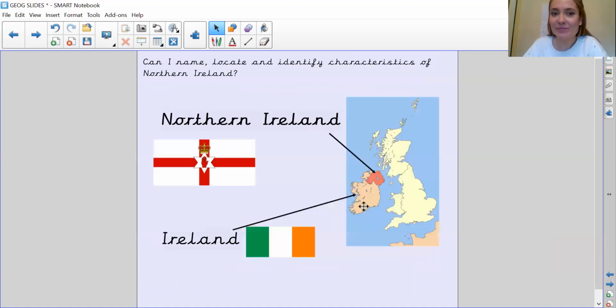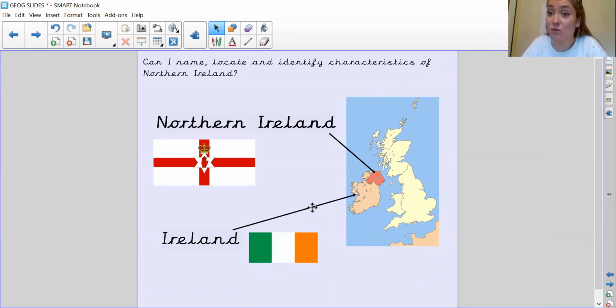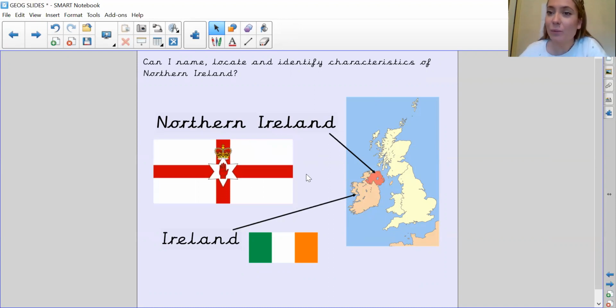Good. Okay, so here we have a flag down at the bottom. This is a flag of the whole of Ireland. But today we are just looking at Northern Ireland because Northern Ireland is a part of the United Kingdom. Now I'm going to zoom in a little bit. Can you tell me what colours you can see in the flag of Northern Ireland? Good, we can see the colours red, a little bit of goldy yellow and white.